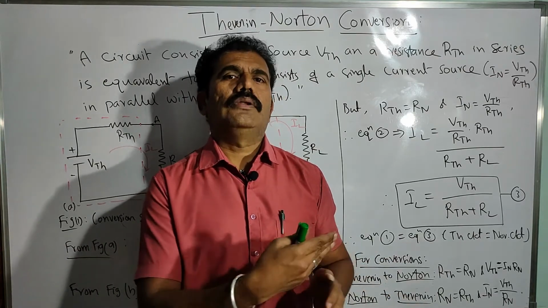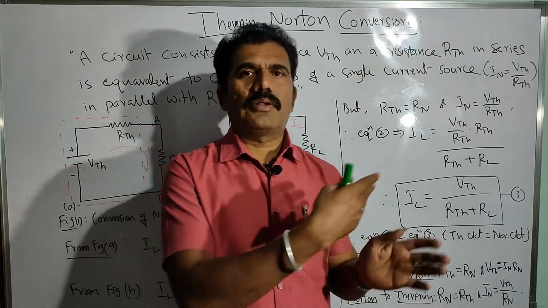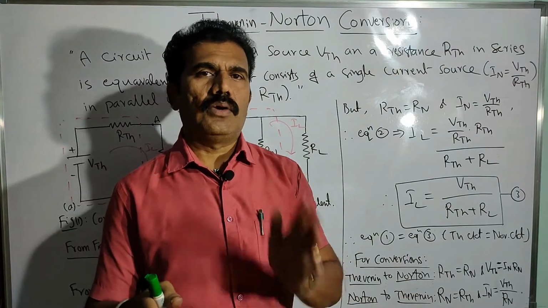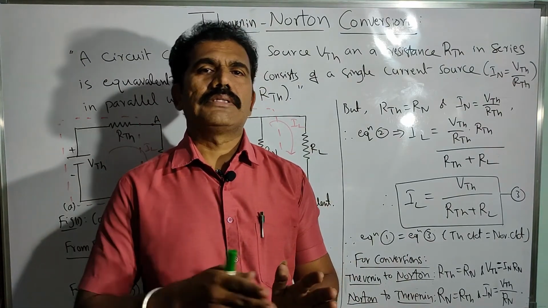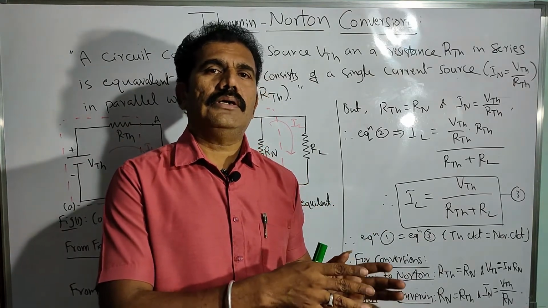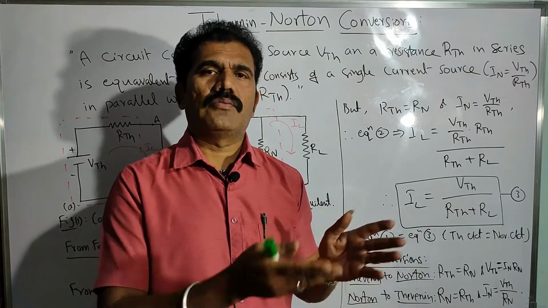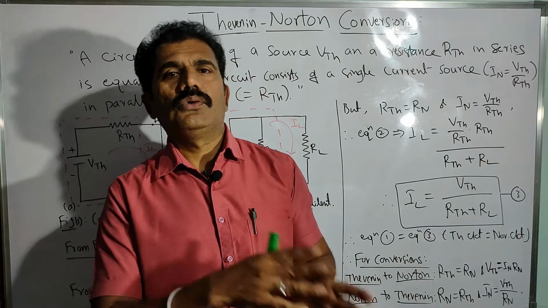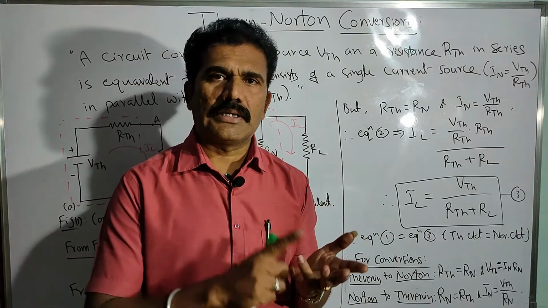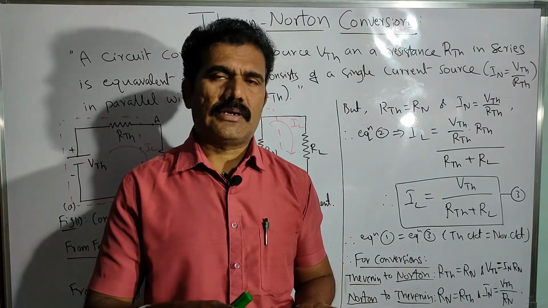They are actually different theorems to convert a complicated network, in which a number of sources and resistors are present, to a simple network in which there is only one equivalent voltage source in series with the equivalent resistance. Similarly, in Norton's theorem, we convert such a complicated network consisting of a number of resistors, voltage sources and current sources to a simple network. That simple network consists of only a single constant current source in parallel with the equivalent resistance called Norton's resistance.